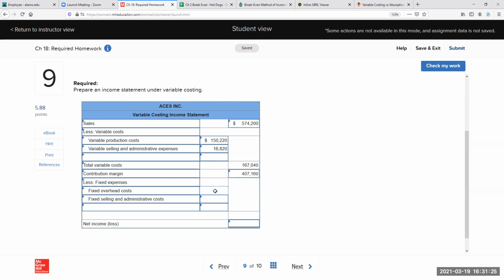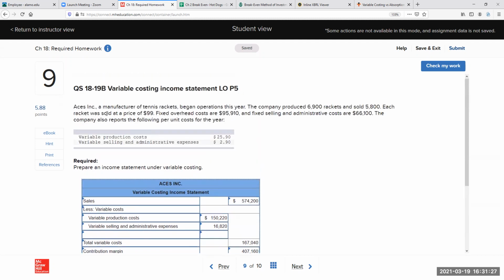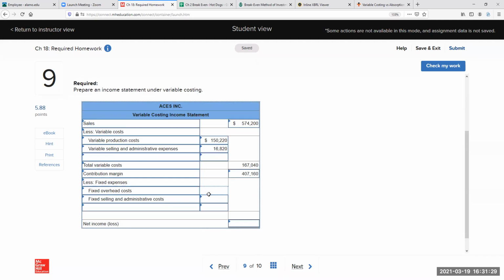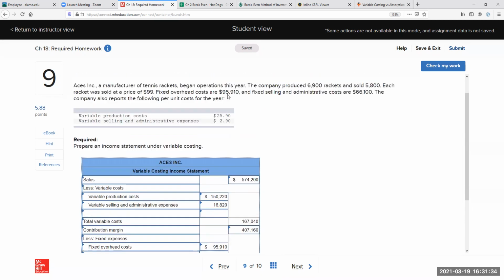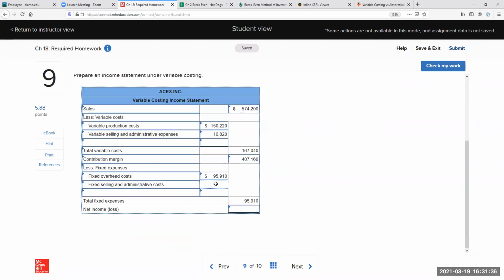But now I have to take my fixed overhead. Fixed overhead is 95,910. And my fixed selling is 66,100. So the total is 162,010, and 407 minus that is equal to my net income, 245,150. Now let's see how we did. So variable is up here, fixed is down here. This is variable costing right there.